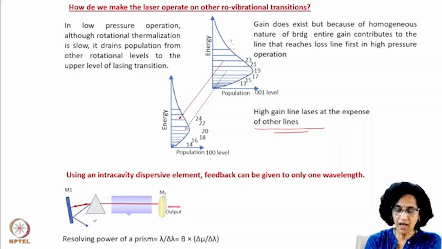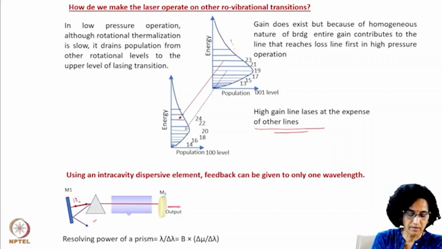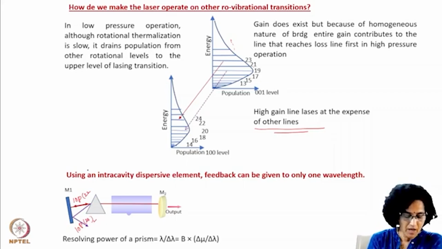Now, see, we have inversion over many lines. Suppose this is 10P22, and this is 10P20, or any other line. It could be anything. Now, we have positioned our end mirror in such a way that when 10P20 comes, it is not given feedback. You see, the 10P20 is getting reflected off. It is not being sent back into the cavity at all. Whereas 10P22 will get feedback.